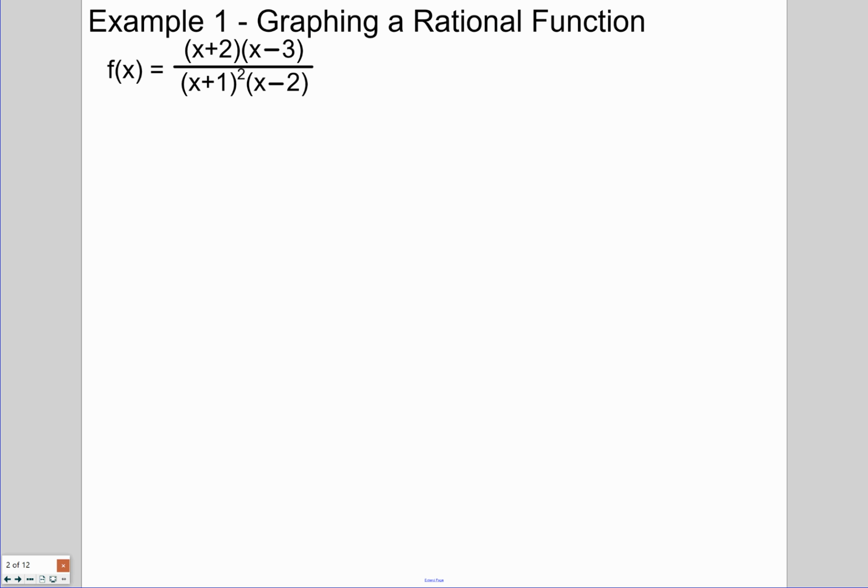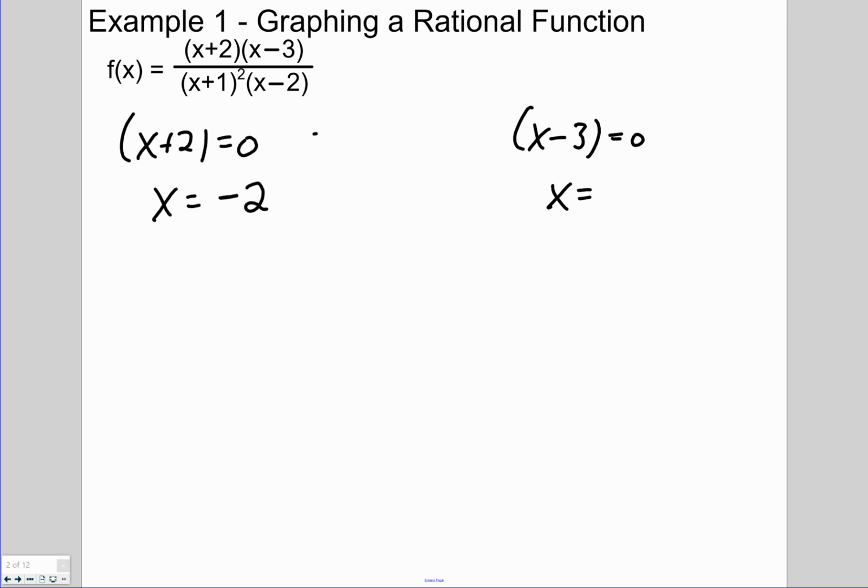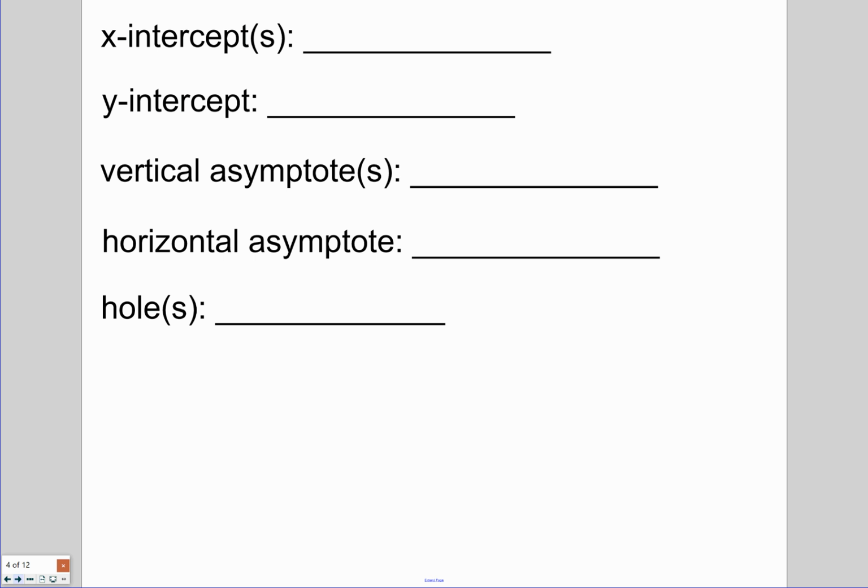Do you guys see the numerator? What's in the numerator? Excellent. Let's figure out what makes those 0. Not 2, negative 2. And 3. All right, so what I want you to do is go to slide number 4, and where it says x-intercepts, you're going to write negative 2, 0, and 3, 0.